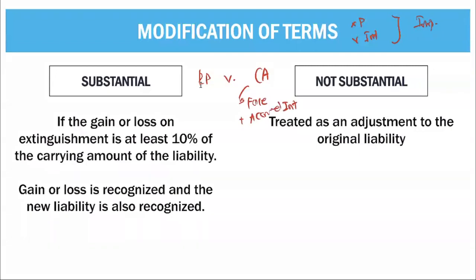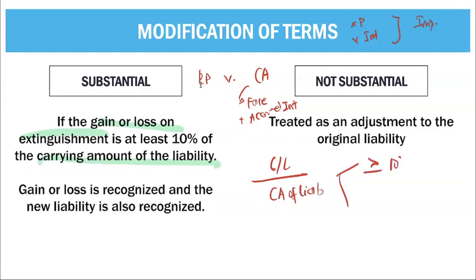To compute whether it is substantial, you first get your gain or loss on extinguishment and compare it to the carrying amount of your liability. So gain or loss on extinguishment divided by the carrying amount of your liability. If that is greater than or equal to 10%, we call it substantial. If it's less than 10%, it is not substantial.